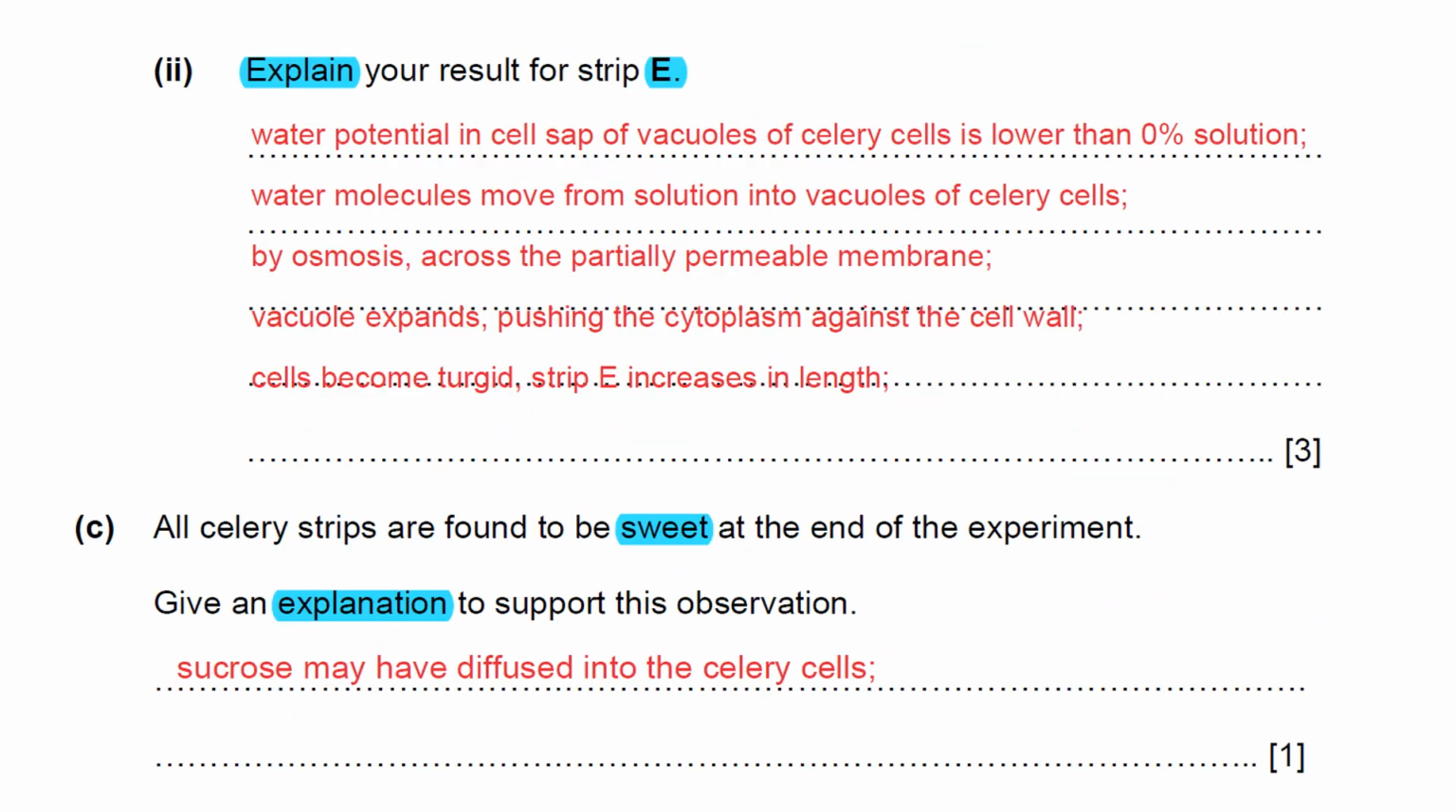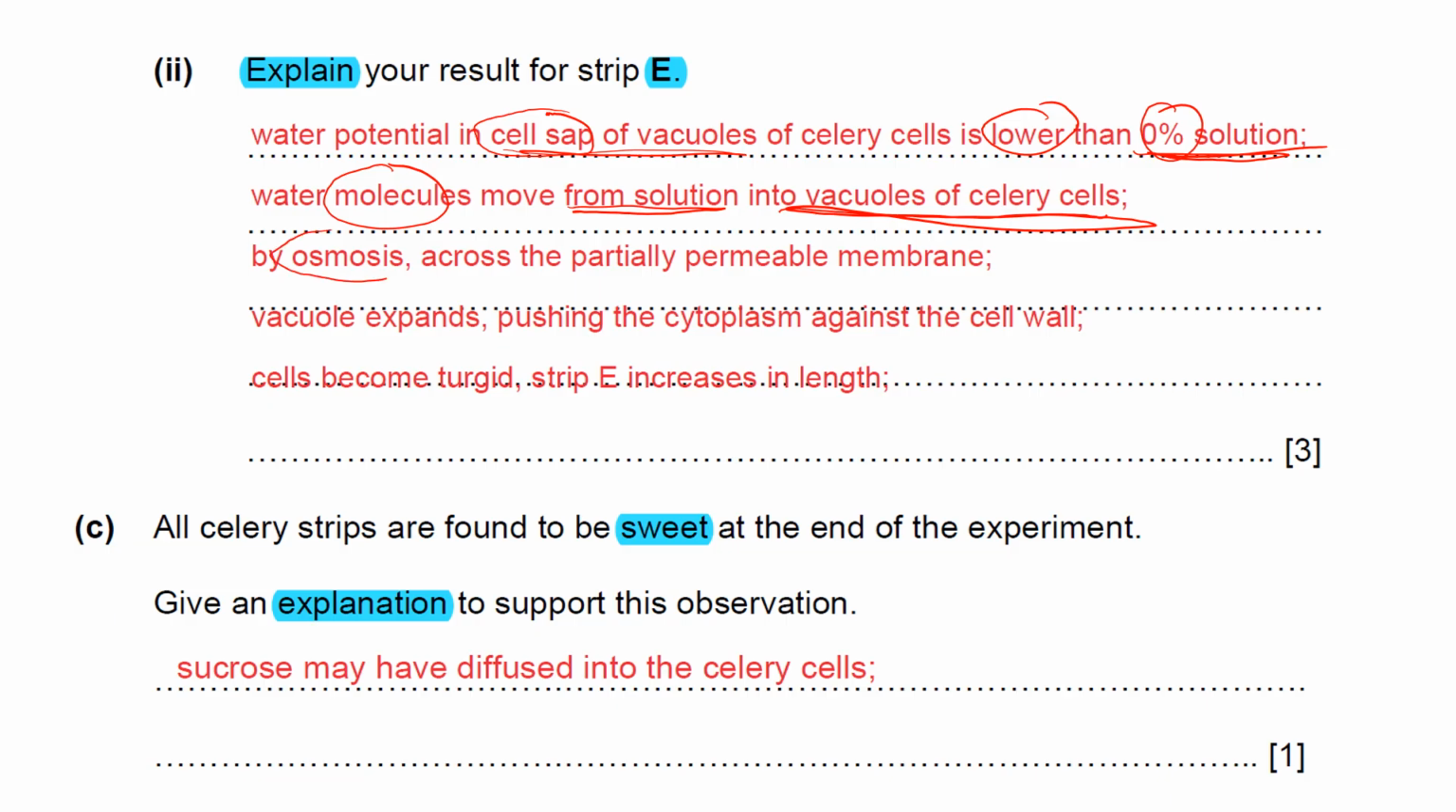Part 2 is the explanation. Again, this is a very typical explanation for an osmosis question, so let me go through it one more time. The water potential in the cell sap or the vacuole, either one, is lower than the solution, and the solution is 0%. So the water molecules will move from the solution into the cells. You must mention movement from where to where.